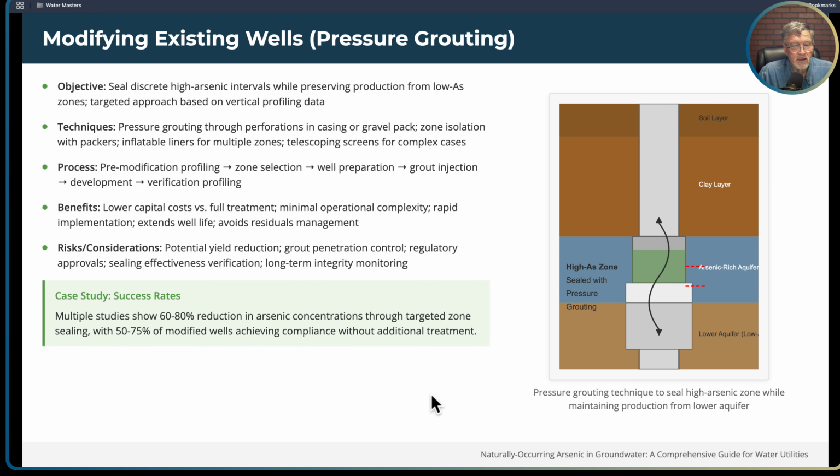But we've seen this work really well, especially for arsenic, because arsenic tends to occur in specific geologic zones that you can isolate. Now we've seen it where it occurs throughout, and that can be a little tougher. But where you have nice distinct zones that are showing high arsenic, then that just really lends itself to sealing that off, and really then to the point where minimal treatment or no treatment at all may be possible.